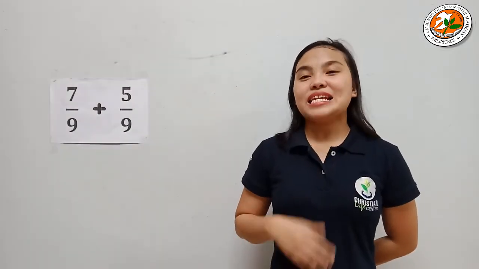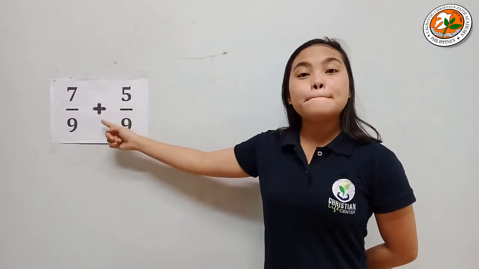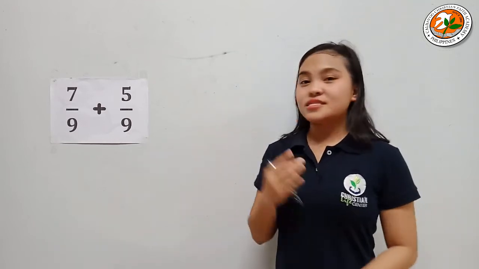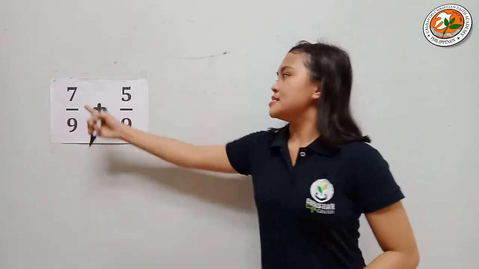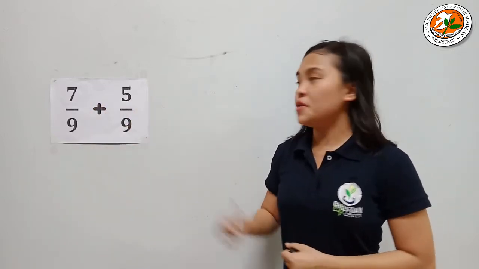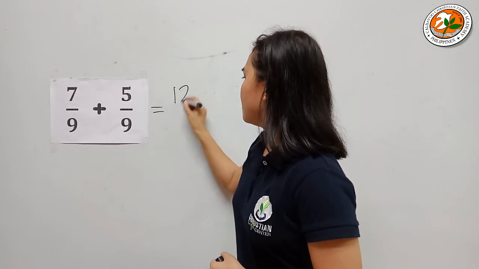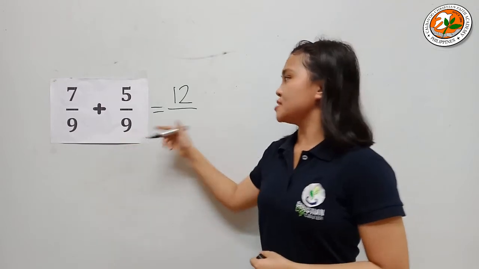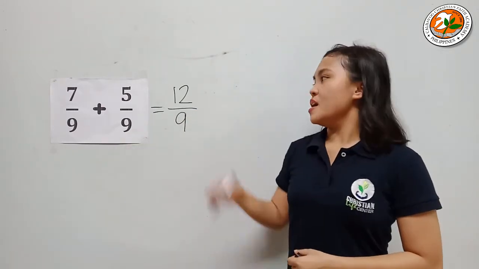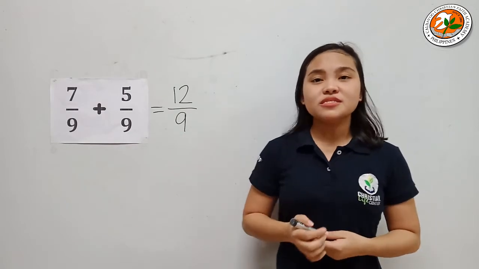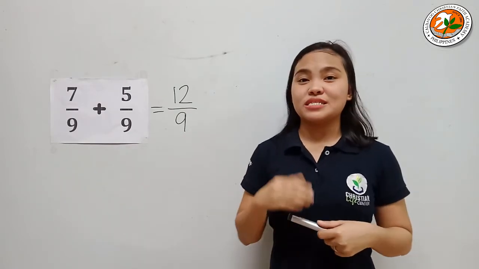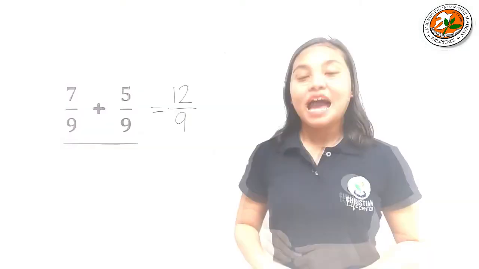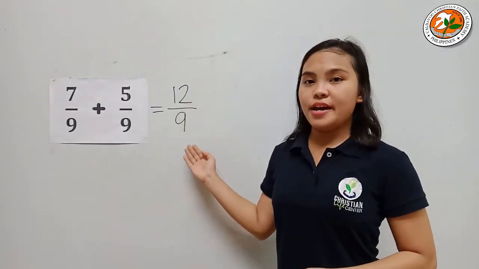Another example, let's add 7 over 9 plus 5 over 9. Following the steps that we have, let's add first the numerators. 7 plus 5 is equal to 12. Over, let's just copy the denominator, which is 9. We have now here 12 over 9. Since we need to be sure if our answer is in the lowest term, let's factor 12 and 9.